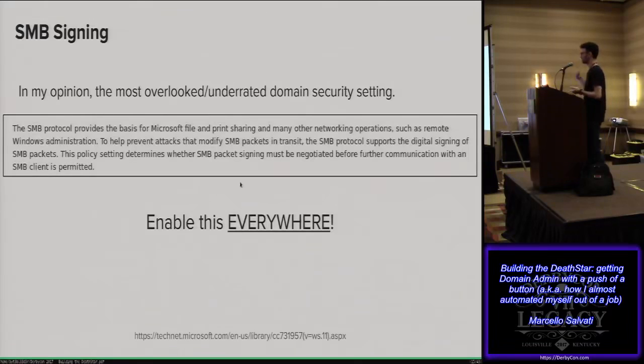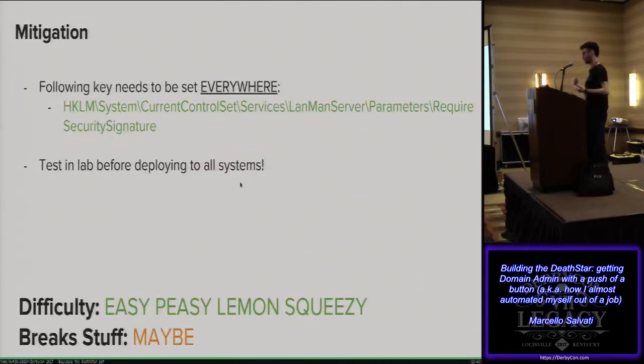SMB signing basically digitally signs each connection so that the server is completely sure that the connection originated from the actual host as opposed to a man in the middle. You're going to want to enable this everywhere, which we'll talk about in a second. You do this by setting the proper registry key. You can do this via group policy. Again, test in the lab before deploying on all systems.